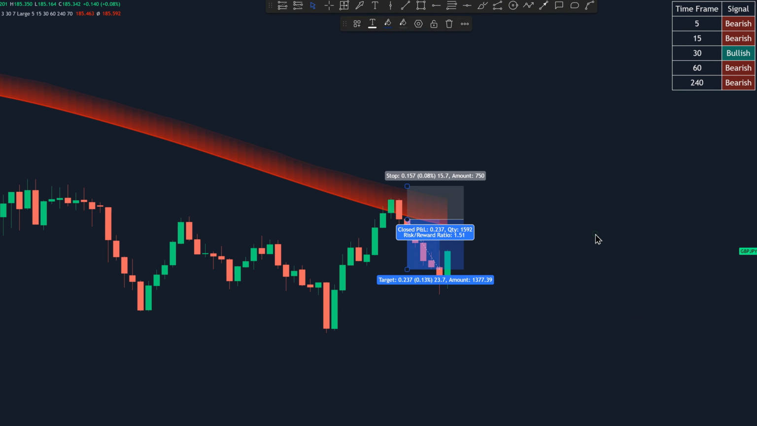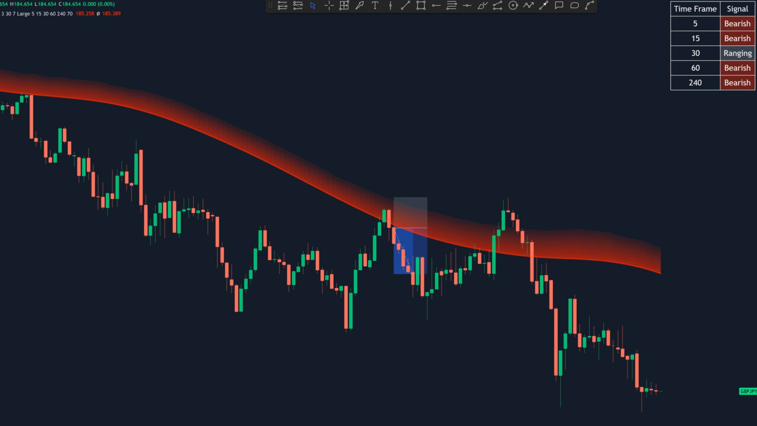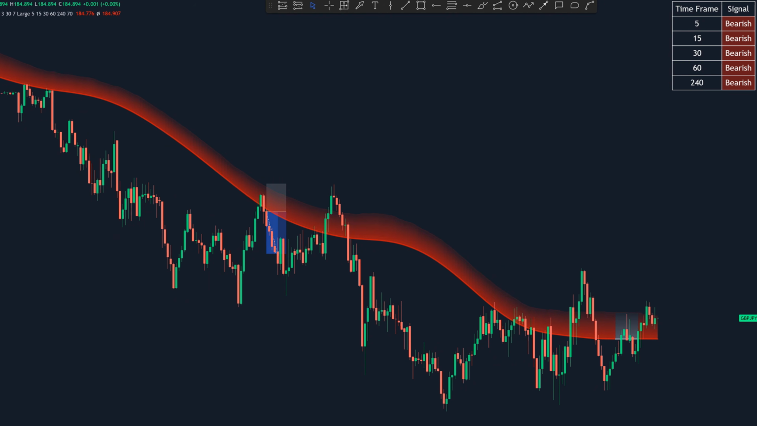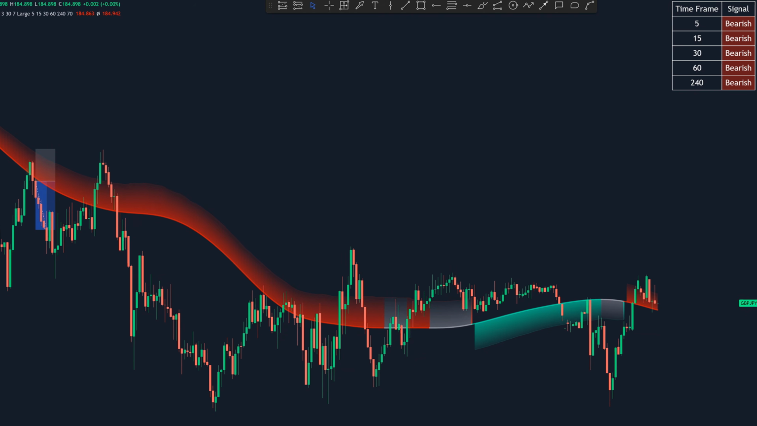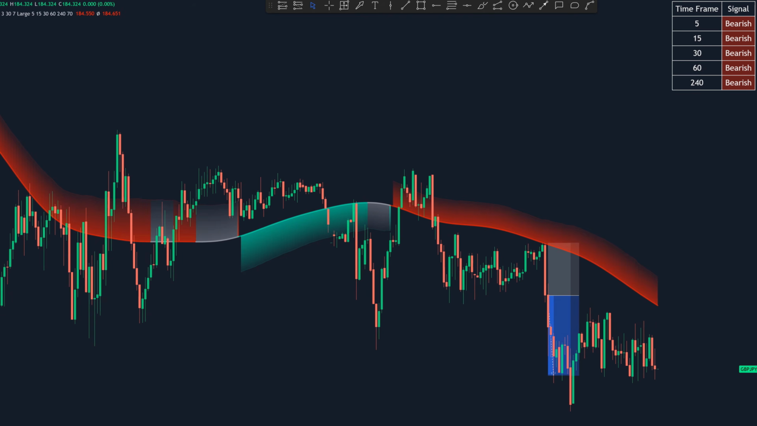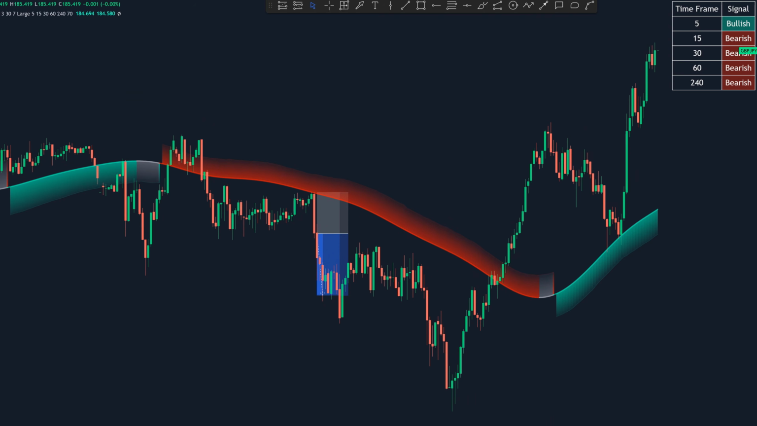In summary, the Smooth Gaussian Trend Filter is a sophisticated technical indicator designed for clear trend identification and noise reduction. Its combination of Gaussian filtering, linear regression smoothing, and volume-based highlighting offers traders a powerful tool for market analysis. Go ahead and check it out on TradingView if you wanna use it alongside your strategy.